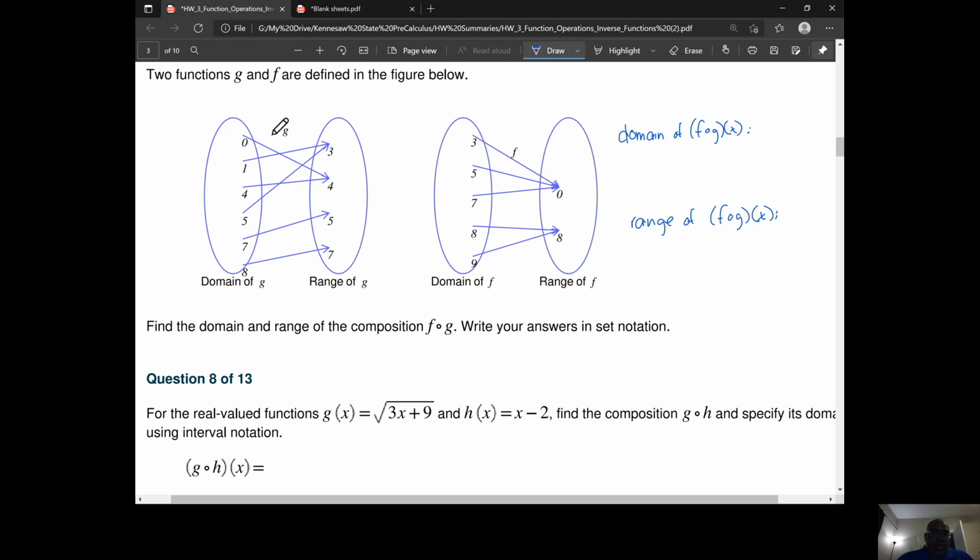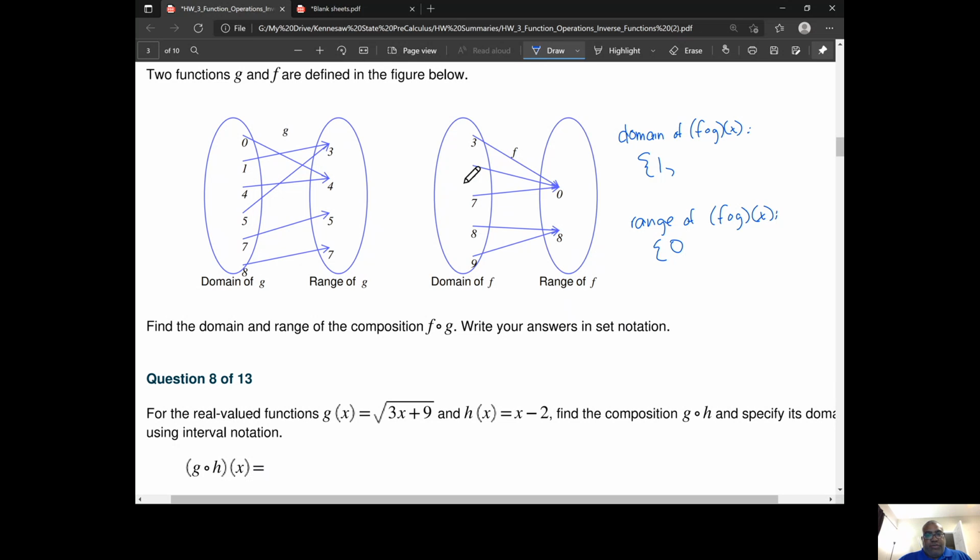So if I start at 0 in g, I go to 4. There is no 4 in the domain of f. So 0 is not in the domain of this function. Let me open up my set braces here. We're doing domain first, and then we'll do range. So 1 goes to 3, and then 3 goes to 0. So 1 is in the domain, 3 is in the range. I'm sorry, 0 is in the range, because we went from 1 to 3, and then 3 was in the domain of f to go to 0. So input here, output there.